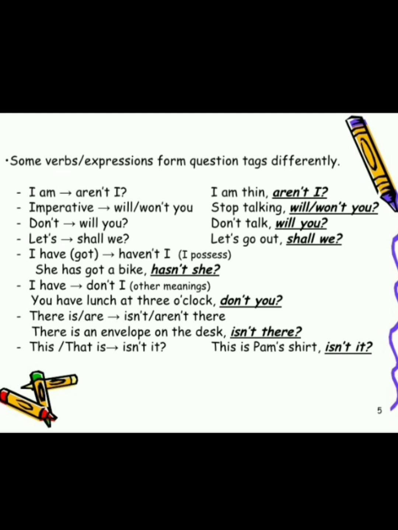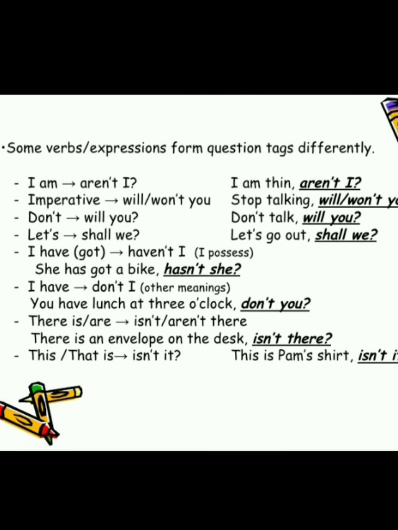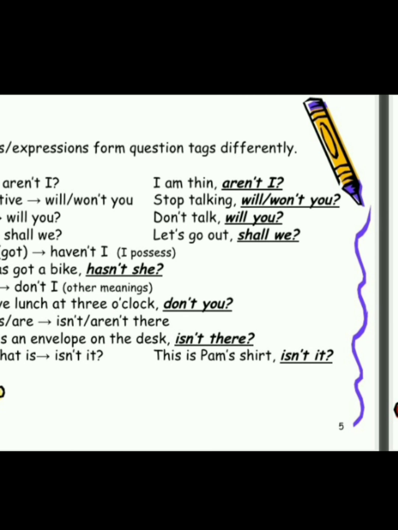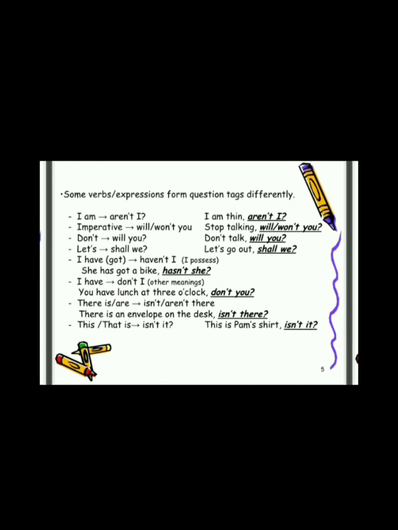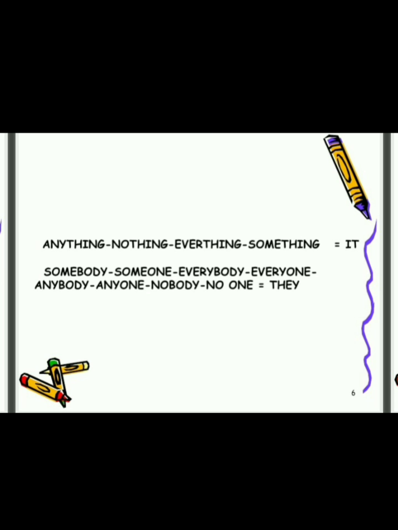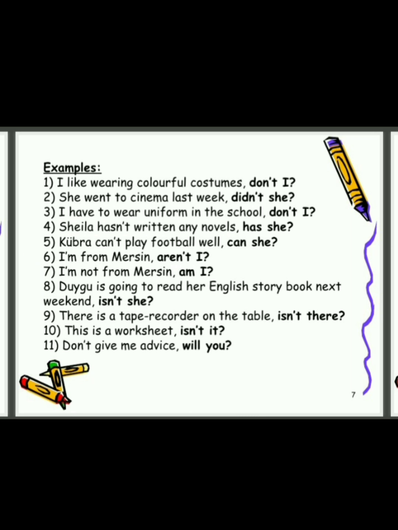I have, that means got, haven't I? She has got a bike, hasn't she? I have, don't I? You have lunch at 3 o'clock, don't you? There is or are, isn't, aren't there? There is an envelope on the desk, isn't there? This, that, is, isn't it? This is Pam's shirt, isn't it? Anything, nothing, everything, something is equal to it. Somebody, someone, everybody, everyone, anybody, anyone, nobody, no one is equal to they. These things you have to remember.